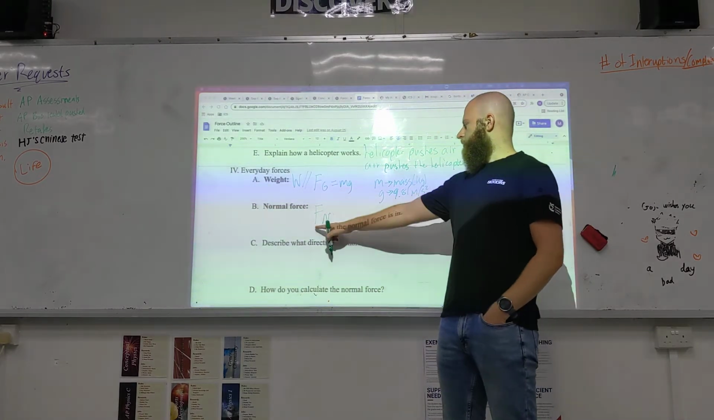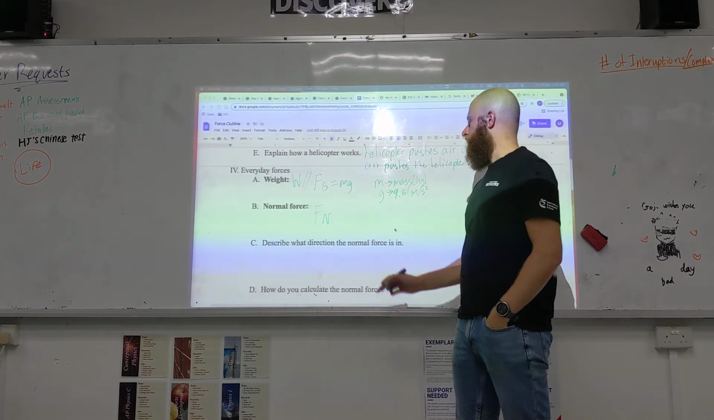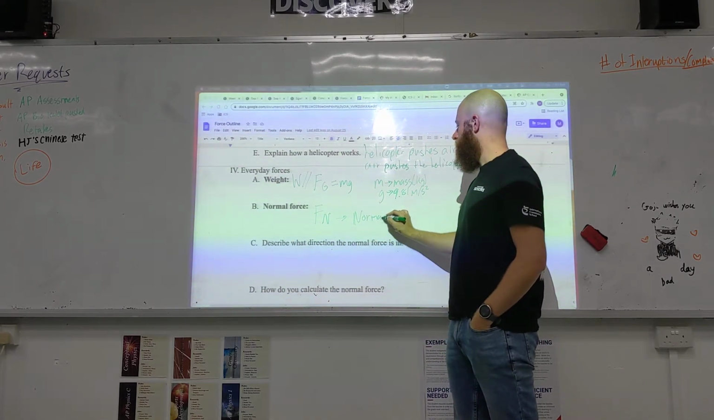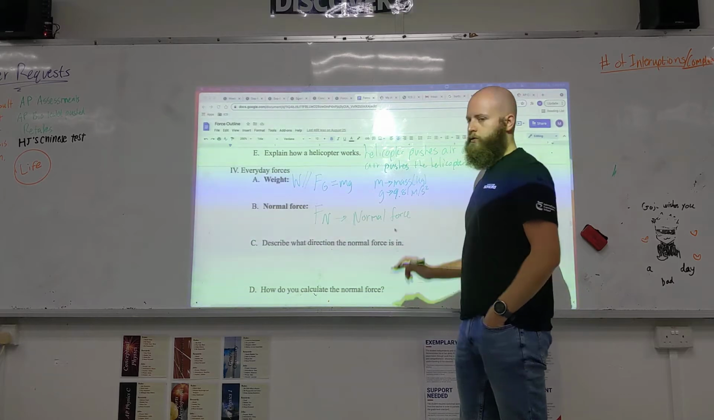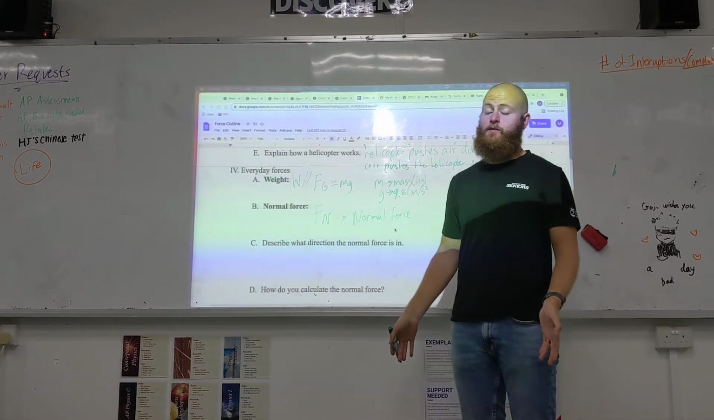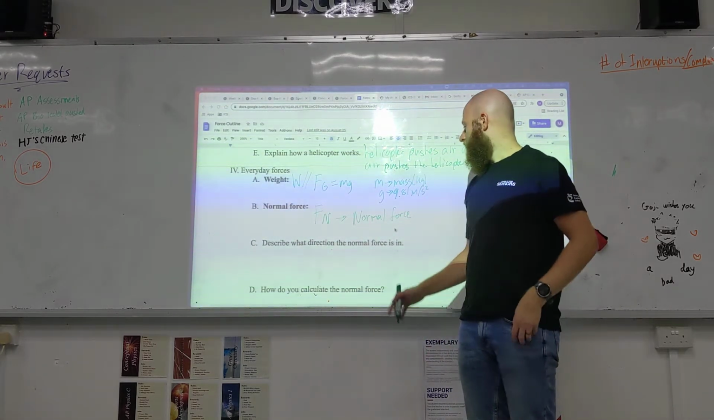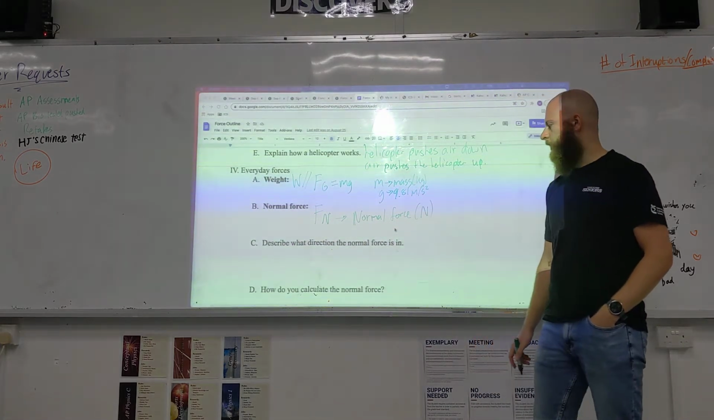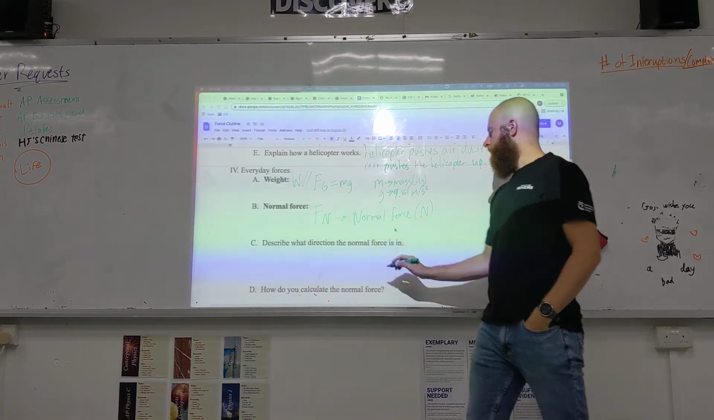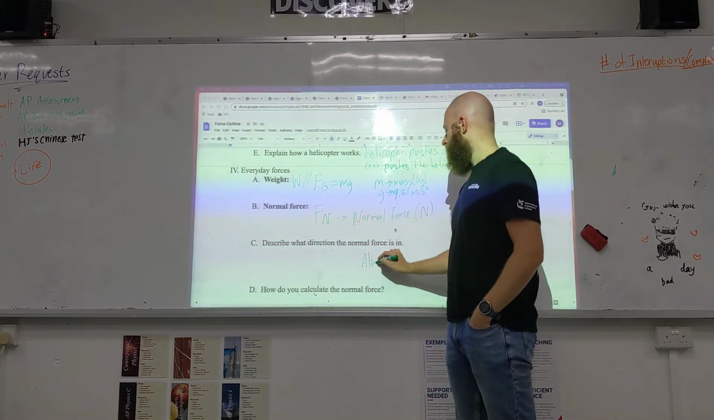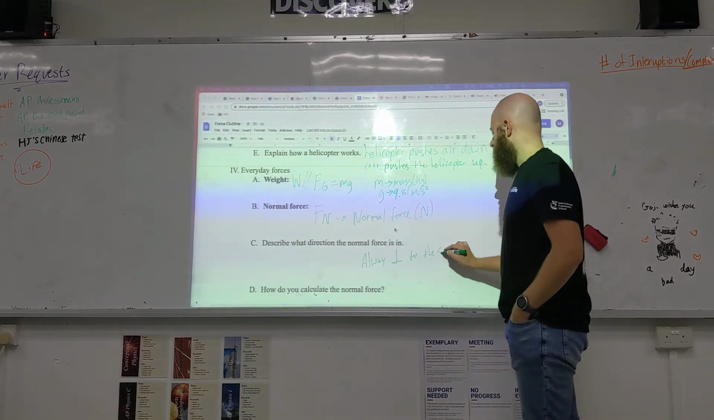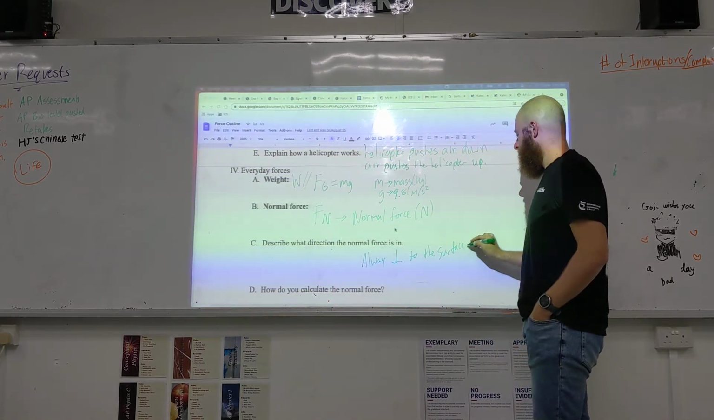Okay, so generally we use Fn for the normal force. So that stands for normal force. Just remember, it would be very unusual if I fell through the floor. So it's the normal force, and we measure in newtons. Okay. Remember, the normal force is always perpendicular to the surface. Okay?